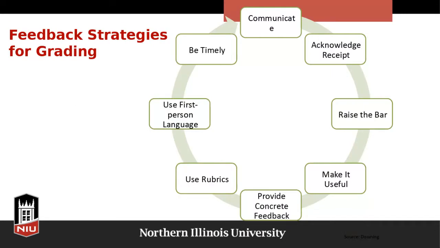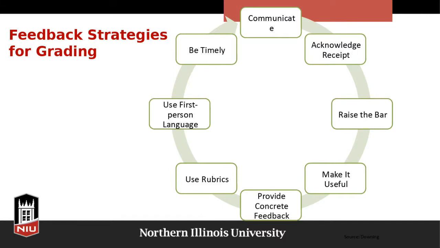Some feedback strategies for grading. First, communicate how students will be graded. Give them that information ahead of time. Don't make them wonder how they're going to be graded on an assessment. Find the good in what they've done and then raise the bar. So there's always going to be room for improvement. Even if something is good, an essay is good, it meets the bare minimum, or it goes slightly above, you can still give them feedback for how they could raise that bar even further. Provide useful and relevant comments on students' work. Offer concrete suggestions for improvement.